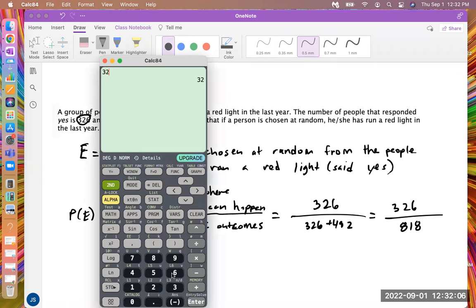So 326 divided by 818 gives us 0.39. It would have been 0.39, but the next digit, 8, is bigger than 5, so we add 1 to the 9, which would make it 10, which would make that a 4, so it's 0.40.